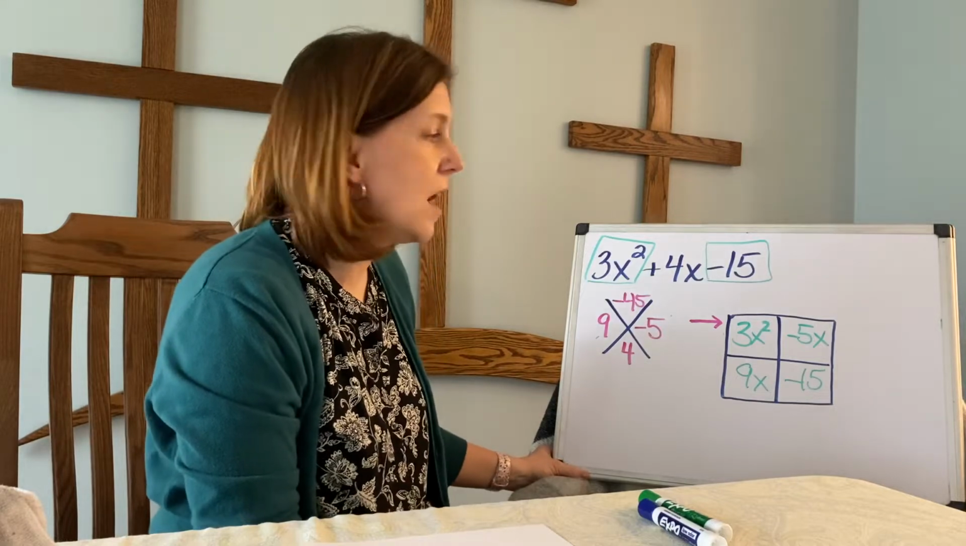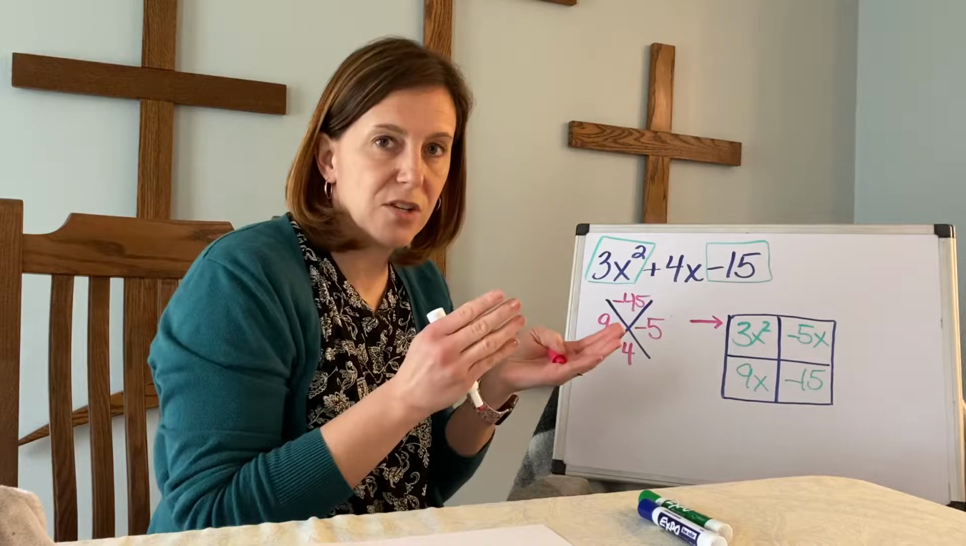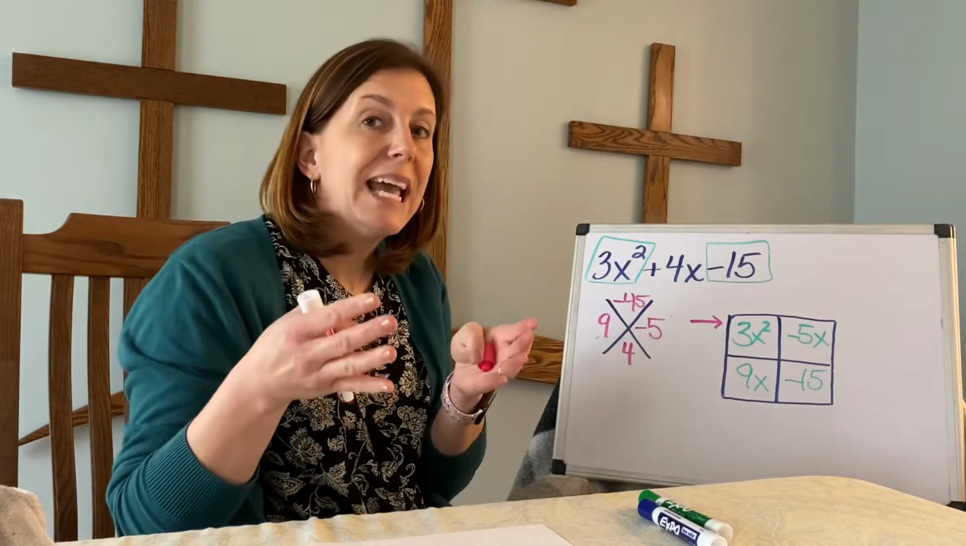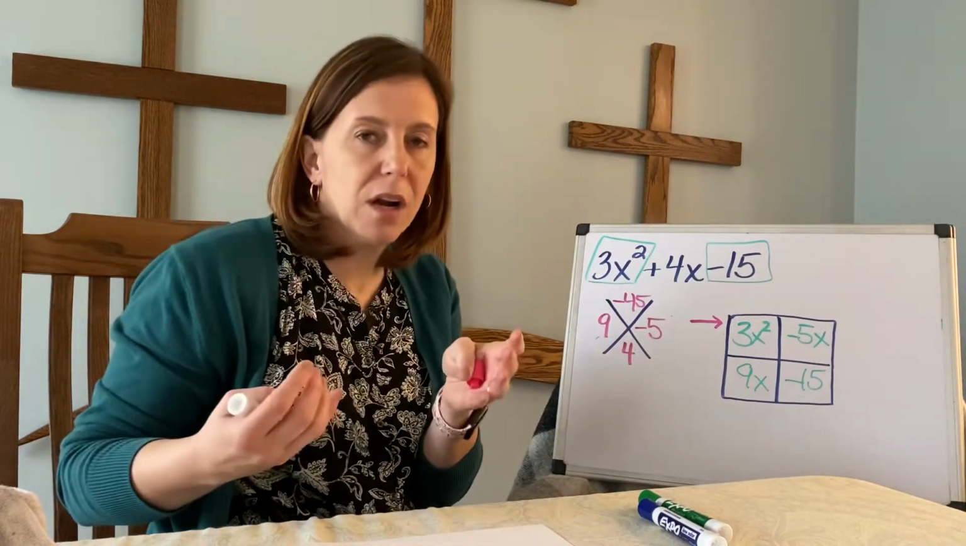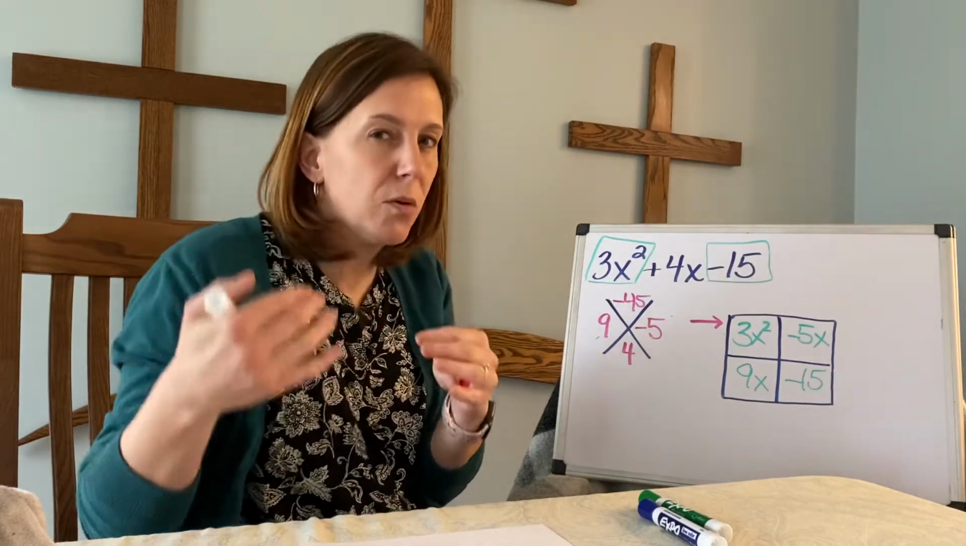I take the greatest common factor of them. I look at my numbers and I take the greatest common factor. I look at my variables and I take the lowest power. That means that's the greatest number that can divide into both of them. Happens to be my lowest power.